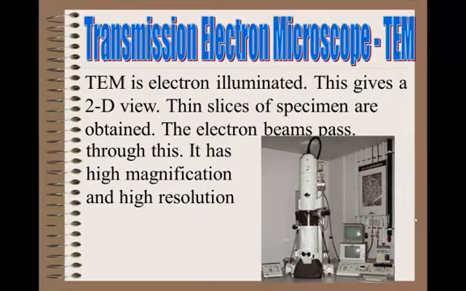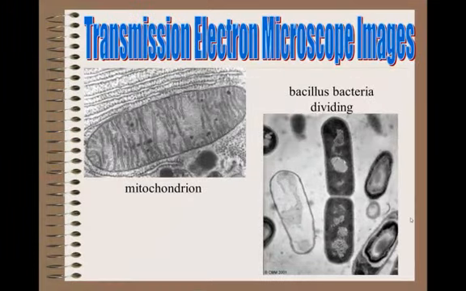A transmission electron microscope, TEM, only gives you a 2D view, and you have to slice the specimen real thin, and the electron beams pass through it, and it too gives high magnification and high resolution. I've read some places that when they get a picture at the highest power of an electron microscope, they can enlarge the picture, I think like 5 times, which can give a magnification of up to like 5 million when you blow up the picture. Here are some pictures taken with an electron microscope, the transmission one, TEM.